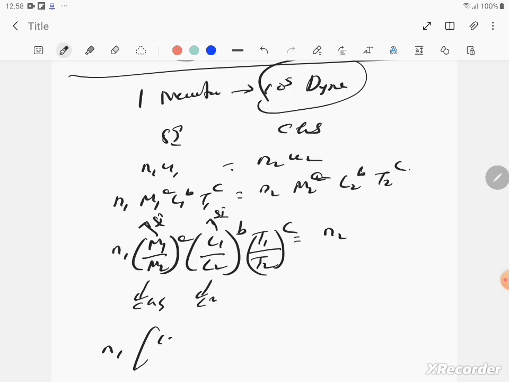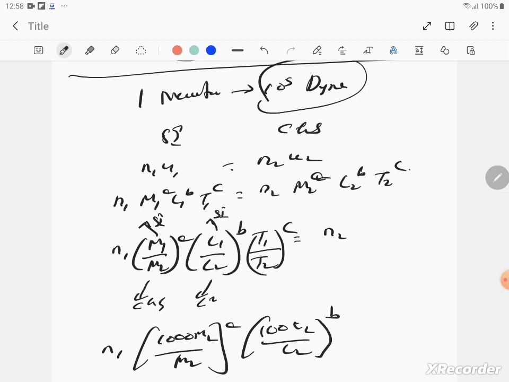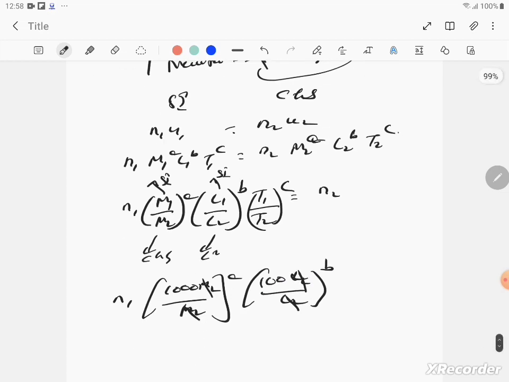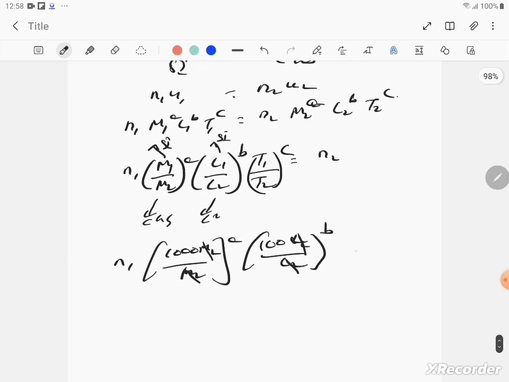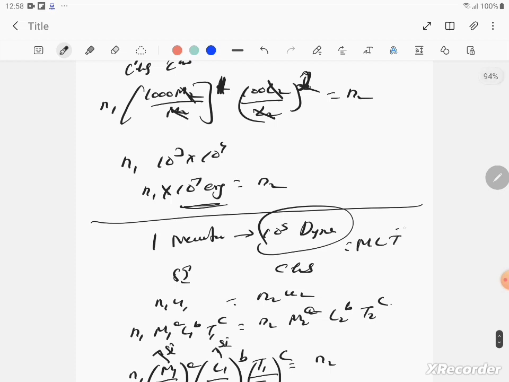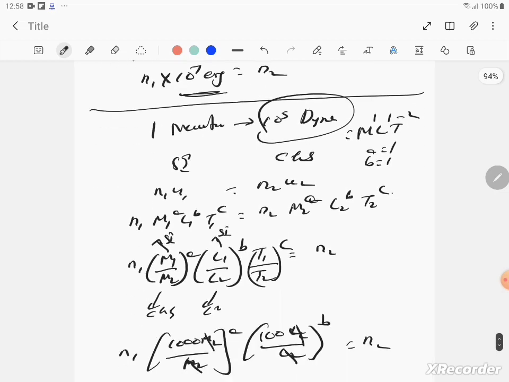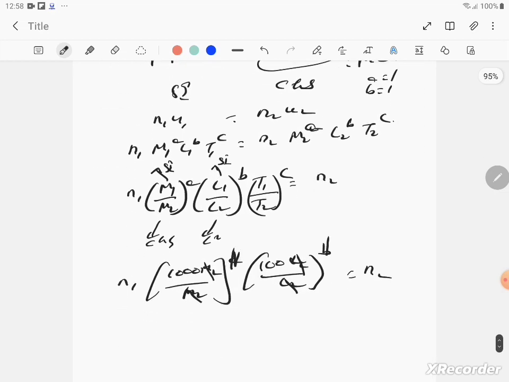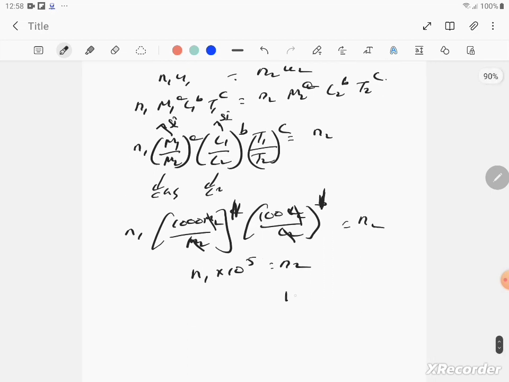N1 into 1000 M2 by M2 to the power A, 100 L2 by L2 to the power B. Okay, and T1 and T2 are always in seconds. You can ignore that, is equal to N2. What is A and B? This is force. Force is MLT to the power minus 2, which shows that A is 1, B is 1, and C we're not bothered about because of time. So A is 1, B is 1, just replace it as 1 and 1. So you get N1 into 10 to the power 5 is equal to N2. That shows that 1 Newton is equal to 10 to the power 5 dyne. Thus you proved 1 Newton is equal to 10 to the power 5 dyne.